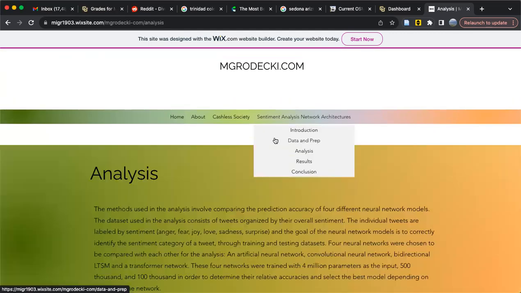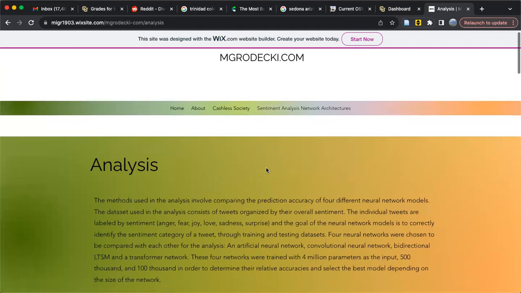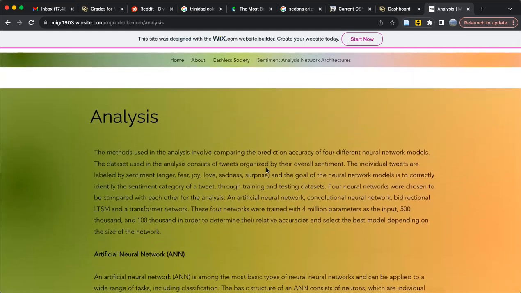And then the analysis of the project involved using 4 different neural network methods to compute the prediction accuracy of the models. So basically, how accurately was the neural network able to predict the sentiment that is attached to a given tweet?